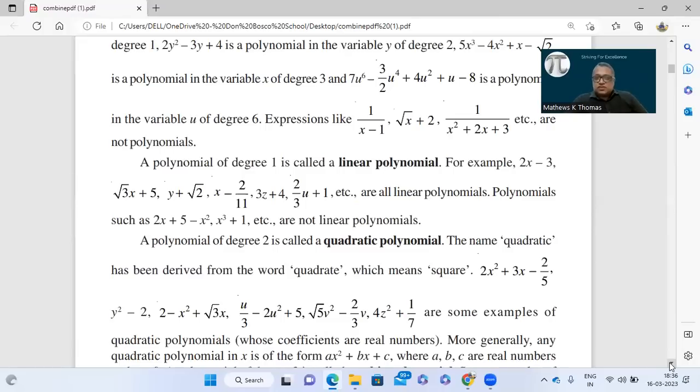Now, these basic definitions are important for MCQ. What is a linear polynomial? A polynomial where the degree is 1. Degree means the highest power of the polynomial is 1. You'll have to see the power. If it is 1, it is linear.